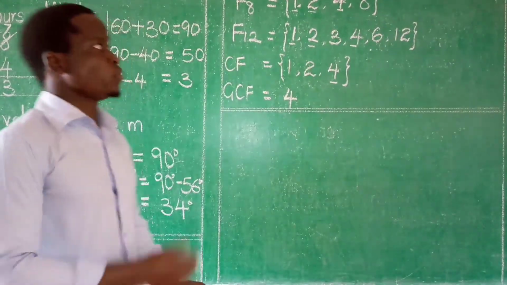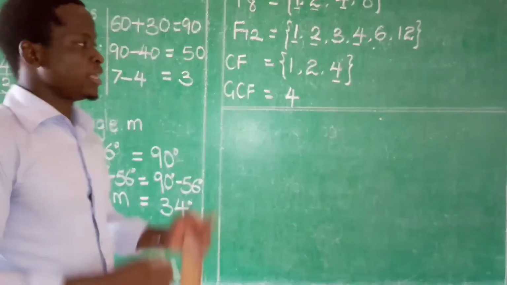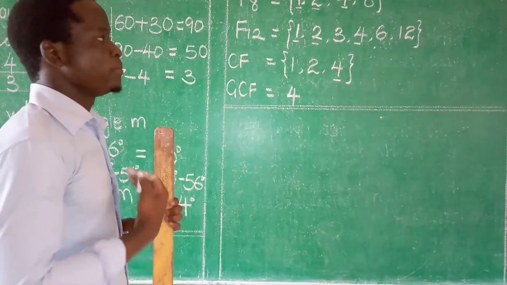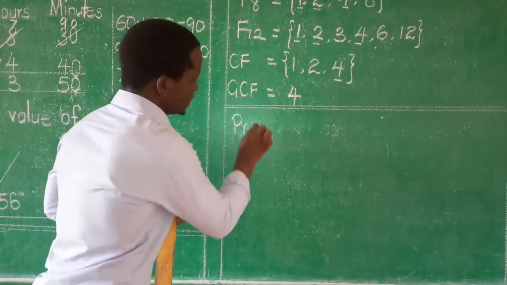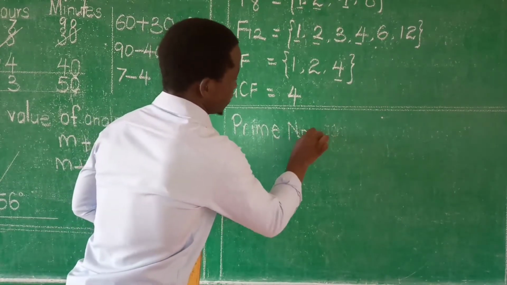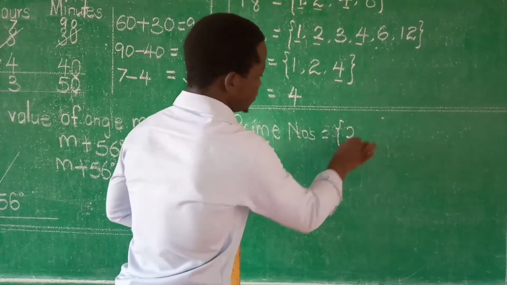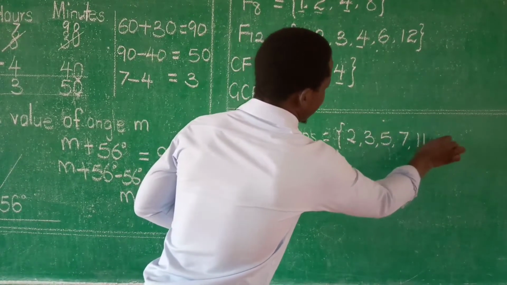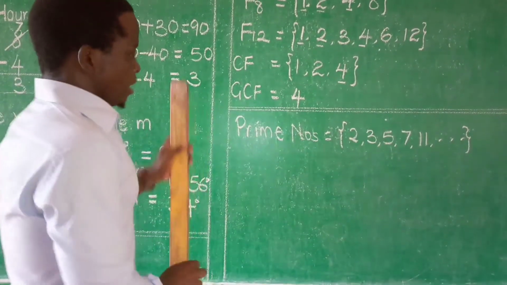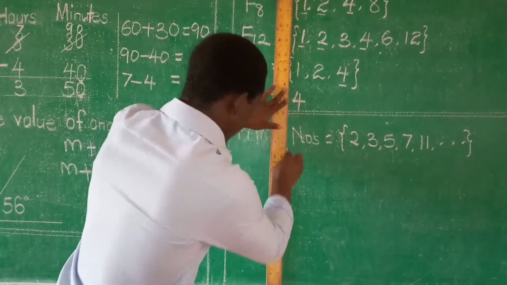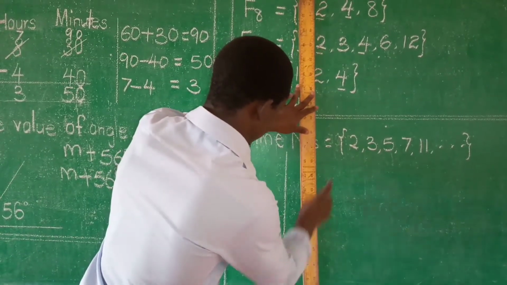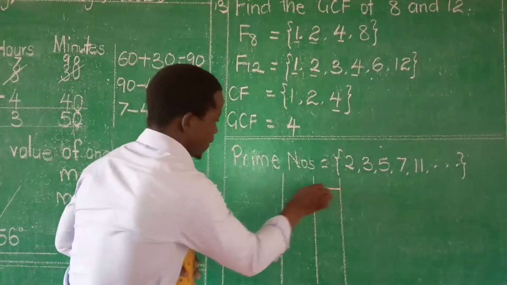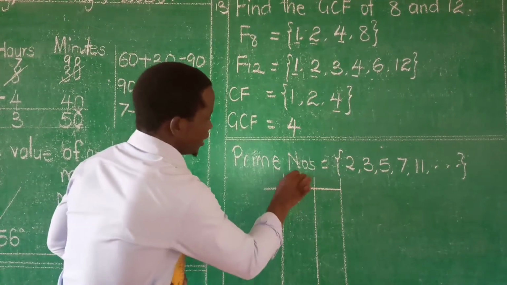using common factors. When looking for GCF, you use common factors. Let's start. Now, to prime factorize is dividing numbers using prime numbers. And the prime numbers are 2, 3, 5, 7, 11, and so on. Now let's prime factorize. I have here my lines. I'm prime factorizing 8 and 12.